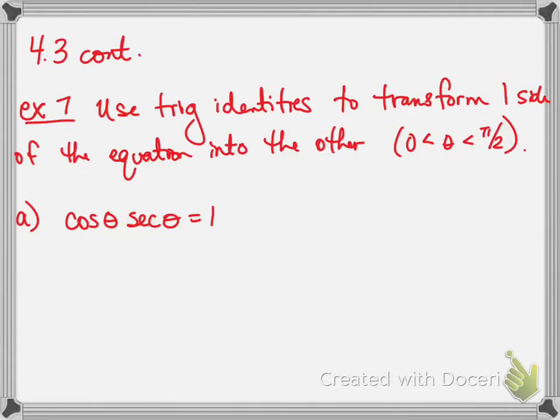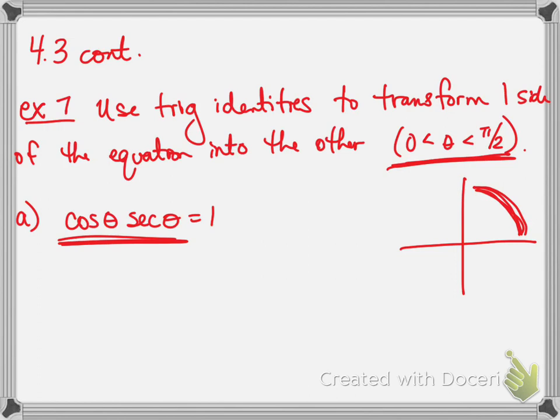Okay, so we're going to start out with example 7 for 4.3. Use trig identities to transform one side of the equation into the other with theta between 0 and pi over 2. So that just means we're working with that nice positive side of the quadrant. So we don't really do anything with this. They're just saying we're restricted to this region right here. So it says use trig identities to transform one side into the other.